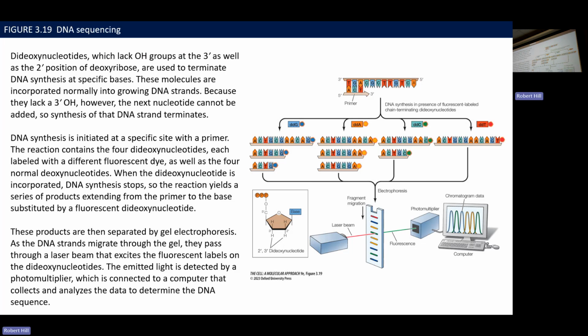So if we had a pool of these fragments together and we pushed them through this capillary, this is going to come off first, this is going to come off second, and so on. Also, if we had a way to label this final nucleotide and give it some fluorescence, let's make the A's blue, the T's green, G's red, and the C's orange.